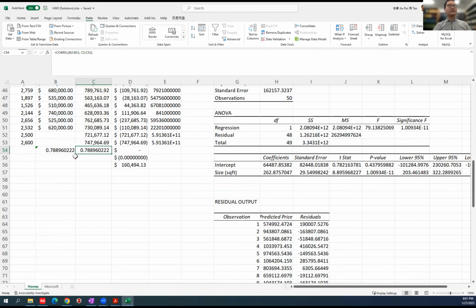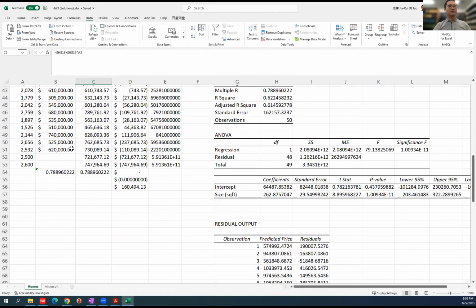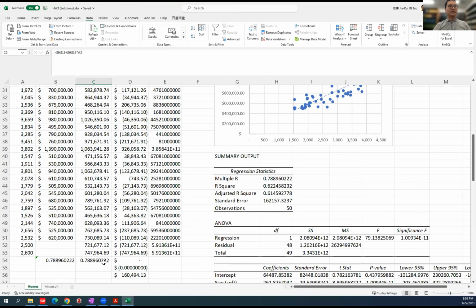This is because the predicted price contains essentially the same information as the square footage, because predicted price was calculated as a linear combination of square footage. The predicted price only depends on square footage. That's why using predicted price to predict the price is essentially doing the same thing as using square footage to predict the price.